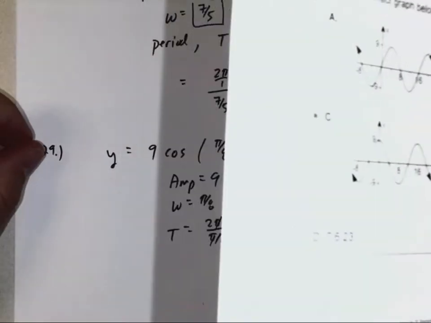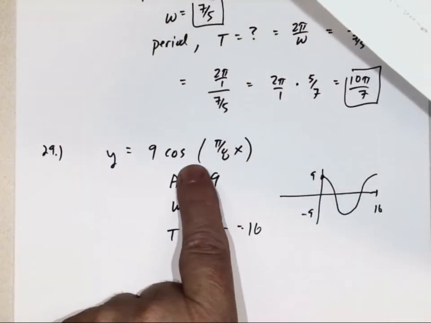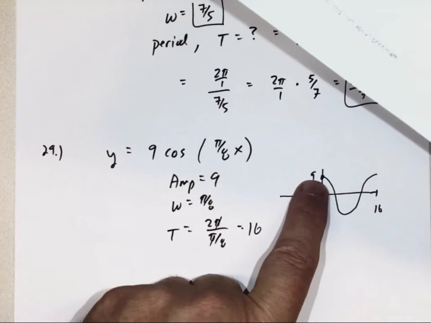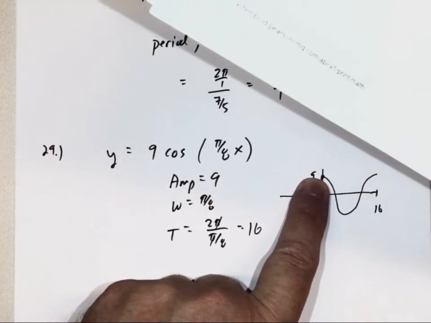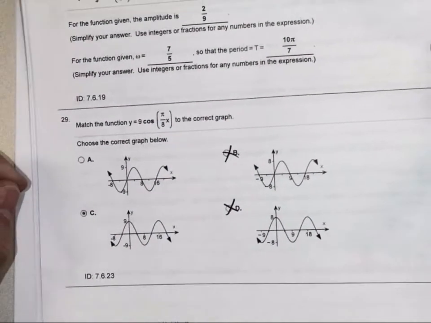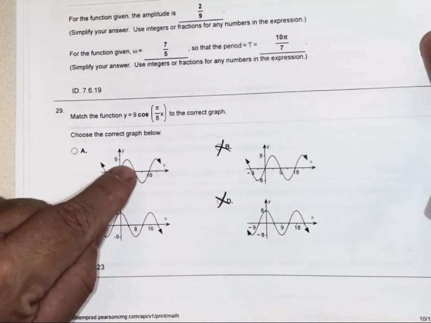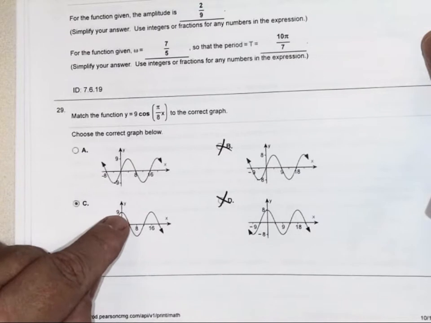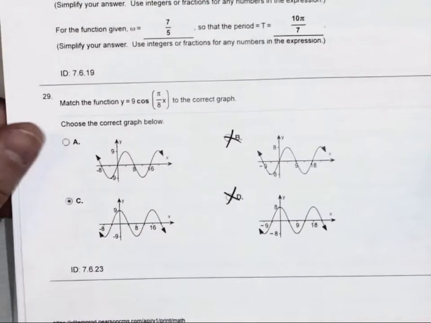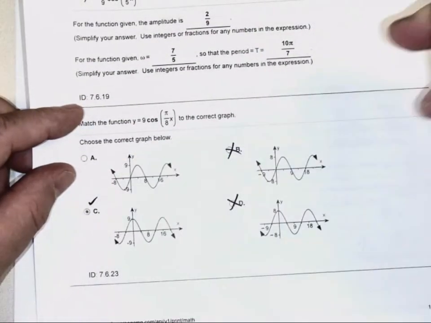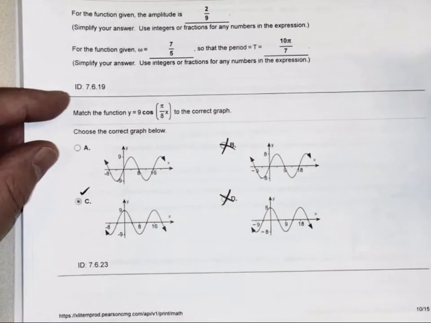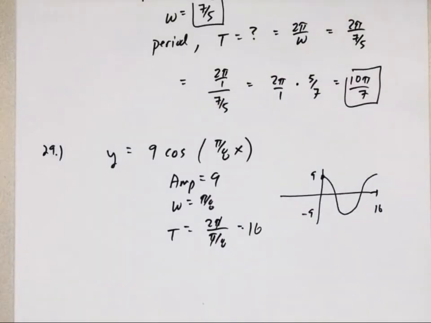And now the next thing is, remember the key, as I said, when you have a cosine graph with no phase shift, the high point is always right there at your y-axis. Let's compare these two. Look at the high point here. It's offset. Look at the high point here. And that's why C is correct. All right.